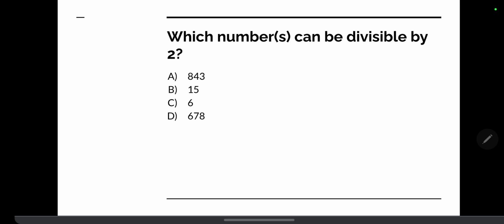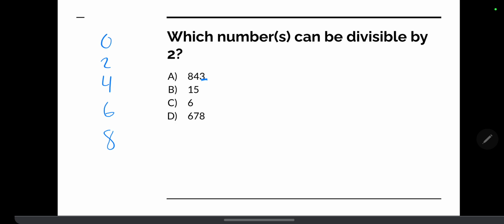Okay? Let's do a little practice here. Which of these numbers are divisible by 2? Looking closely, let's look at the digit in the ones place. For A, we have 843. In the ones place, we have a 3. This is not 0, 2, 4, 6, or 8. So A is not divisible.